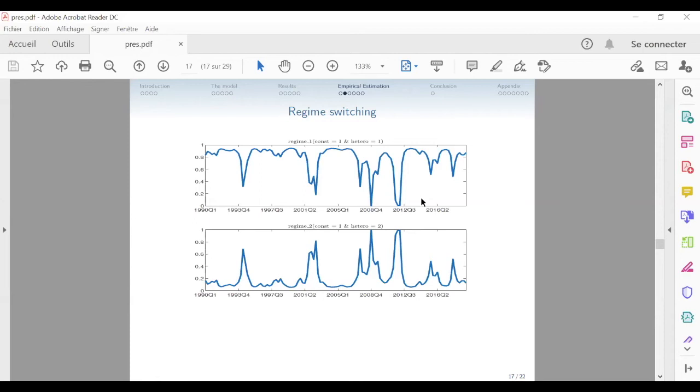Then we have two other spikes which don't reach 1, but still they are here. Obviously at the beginning of 94, it's the end of the apartheid. And around 2001, it's linked to the Asian crisis. So clearly our Markov switching estimation is able to capture these crisis periods, and it makes sense with the dates.